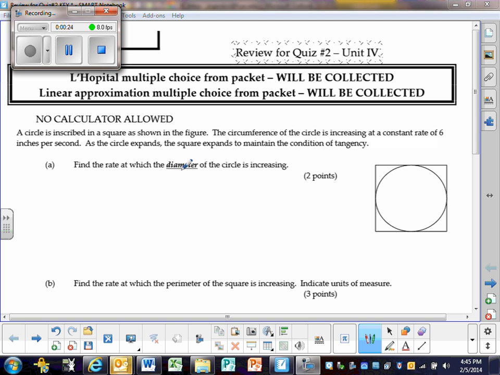Make sure your name is on the packet if you're going to turn the entire packet in. If you pull out the pages, you have to put your name on the pages. Otherwise, you will not receive credit. Okay, now on to our review.